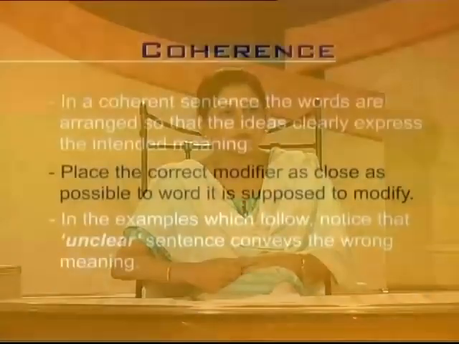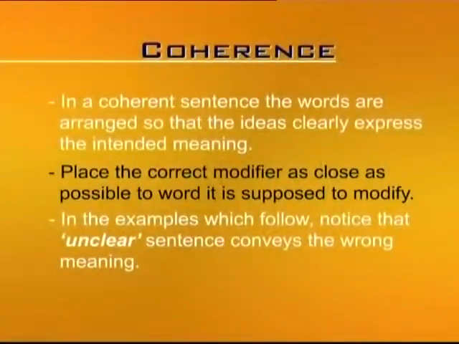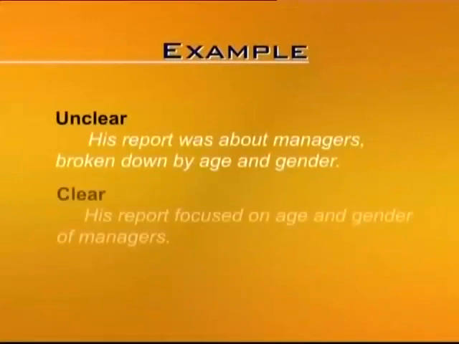In the examples which follow, you will notice that unclear sentences convey the wrong meaning. Let's have a look now at some examples where there is lack of coherence in the sentences. Let's have a look at another example. The unclear sentence says, his report was about managers broken down by age and gender. अब इस जुमले से लगता है कि जो managers थे वो break down हो गए थे.